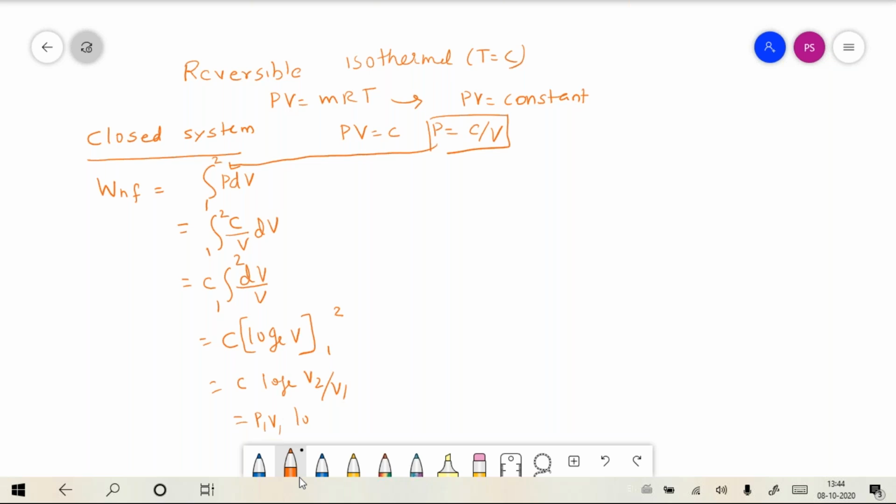How would the isothermal process appear on the temperature entropy diagram? Any answers? How would the isothermal process appear on the temperature entropy diagram? On a temperature entropy diagram, the isothermal process would appear as a horizontal line.